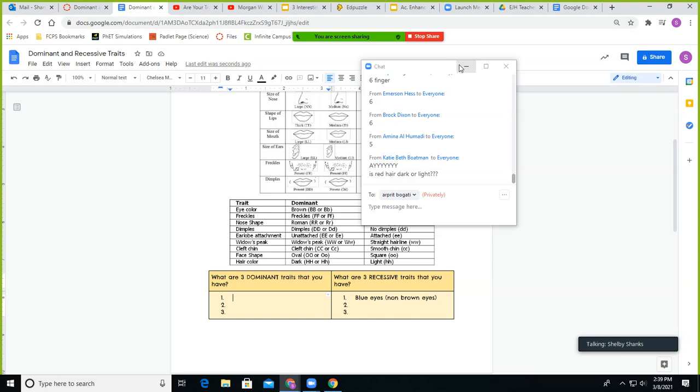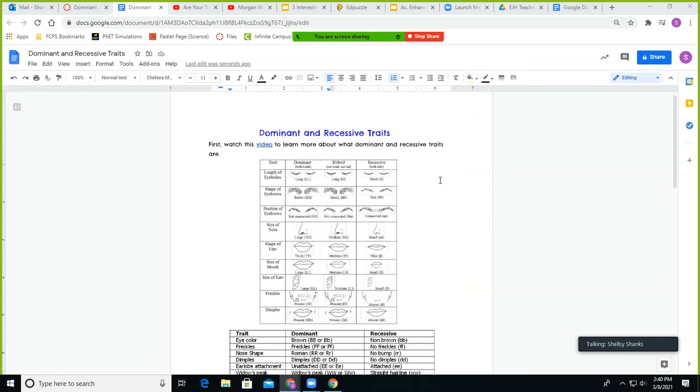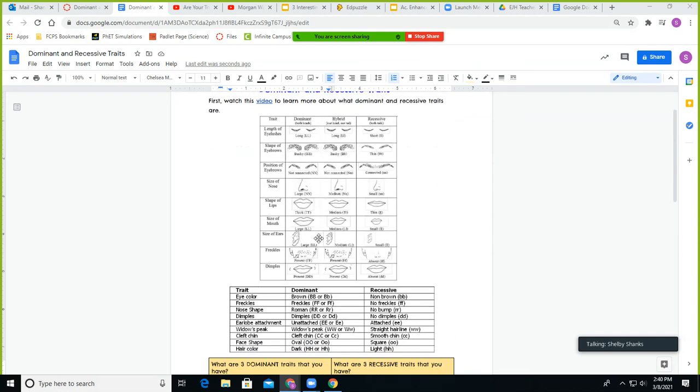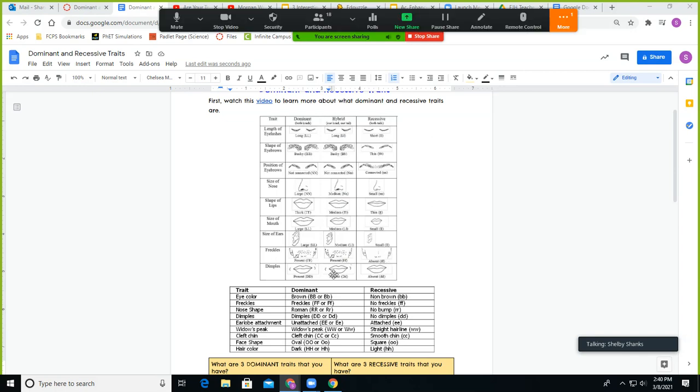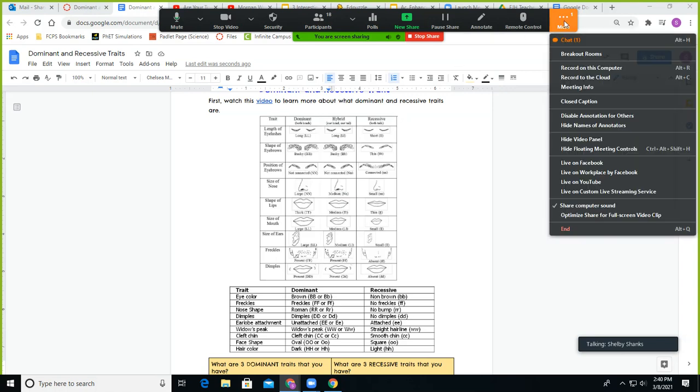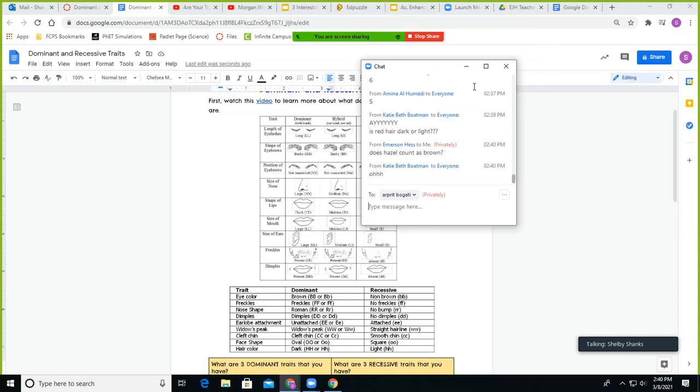Katie, I was asking that question in one of my other classes too. I don't know. If you look in this top one, I know hair color is not in there, but I think that it means that it's hybrid. Like you have dominant, recessive, and hybrid. We're not really going to look too much at hybrid, but I think that it's hybrid. I'm not exactly sure. Emerson, I wouldn't count Hazel as brown.